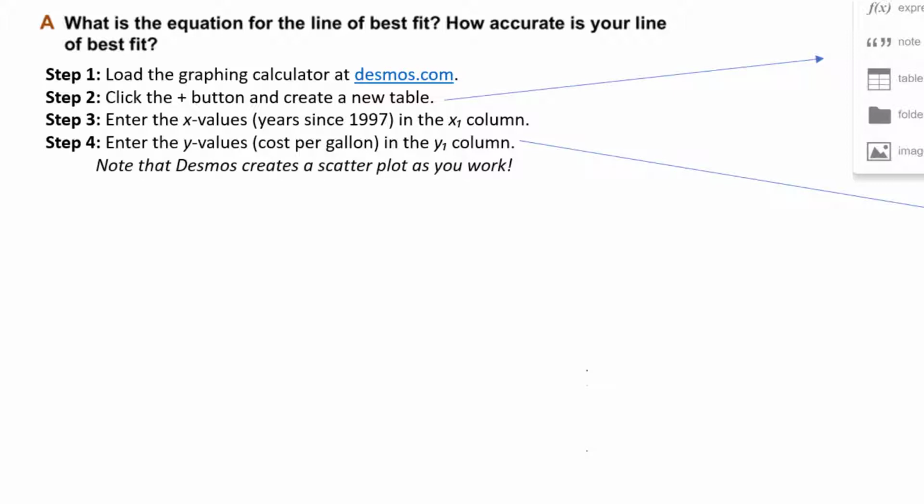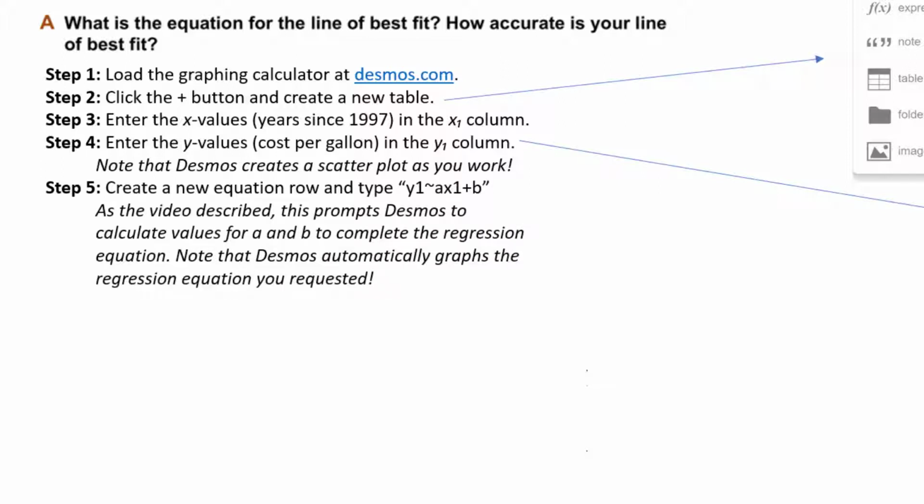Note that Desmos creates a scatter plot as you work. So as you're creating this table, Desmos will automatically plot those points. Step 5, create a new equation row in Desmos and type y1 tilde ax1 plus b. As the video described, this prompts Desmos to calculate values for a and b to complete the regression equation. Note that Desmos automatically graphs the regression equation you requested.